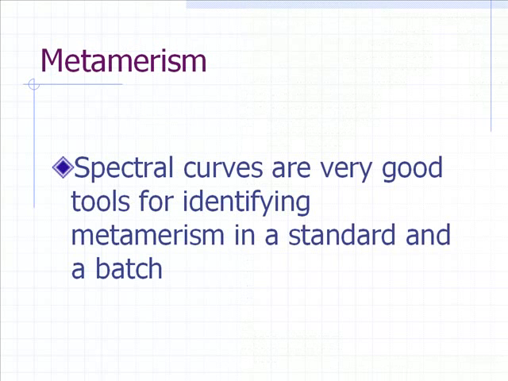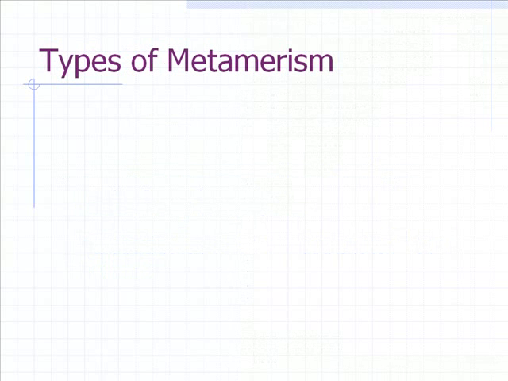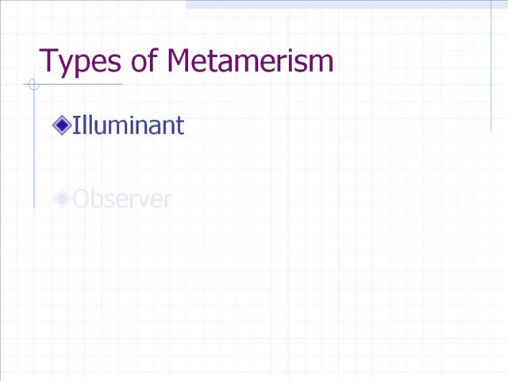Metamerism can be identified by using spectral curves between your batch and your standard. There's several types of metamerism. If you remember, there's illuminant metamerism, observer metamerism, and geometric metamerism. Illuminant has to do with the light sources. The observer, difference between people or instruments. And geometric, which direction you look at the sample.